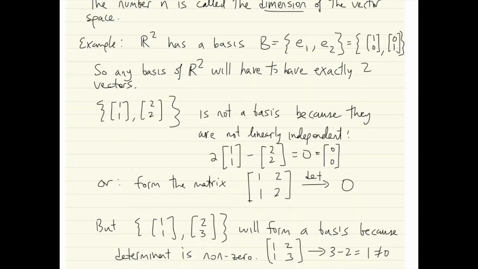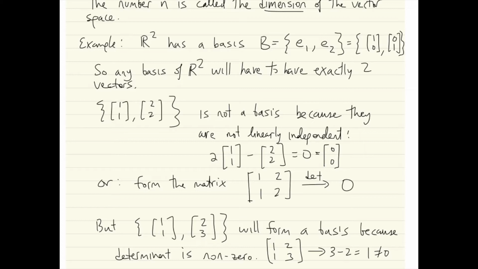Let's look at a simple example of R2. As we've seen, this has the standard basis, E1 and E2, where E1 is the vector 1, 0, and E2 is the vector 0, 1. Here I've written them as column vectors. And so the theorem says that any other basis of R2 will have to have exactly two vectors, since the standard basis has two vectors.